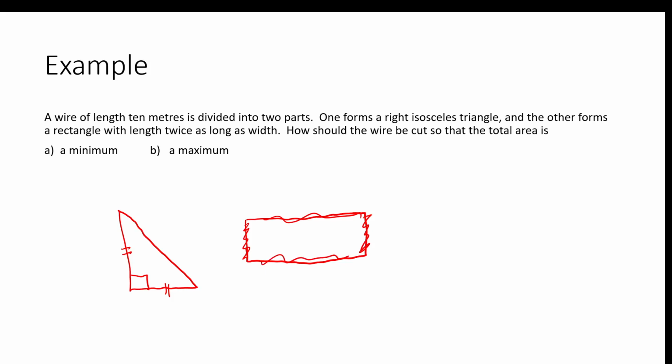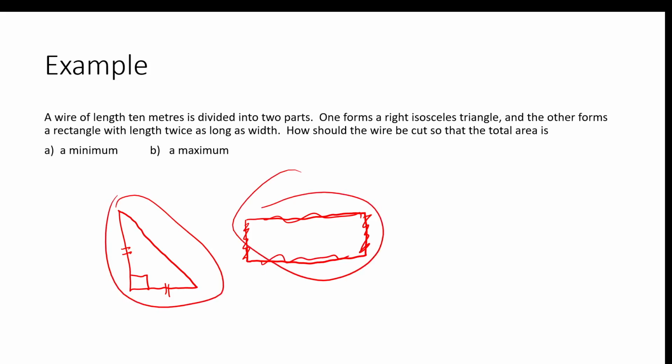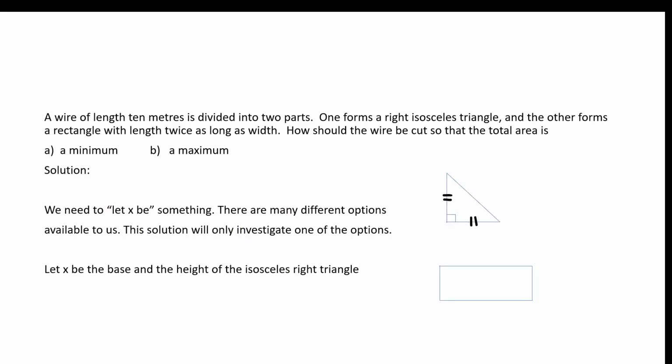Now, the perimeter of this triangle and the perimeter of that rectangle add to 10. Okay? All right, interesting enough. Now, we want to determine where to cut that wire so that the overall area is a minimum, and then also where would the overall area be a maximum.